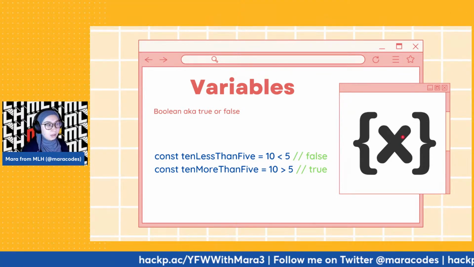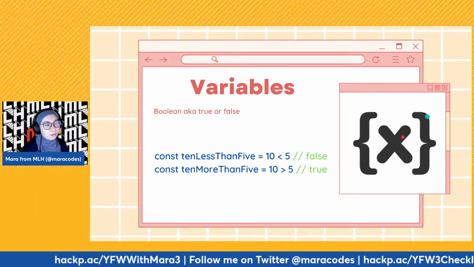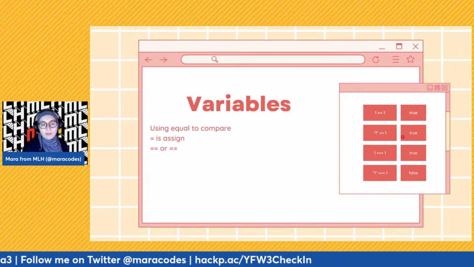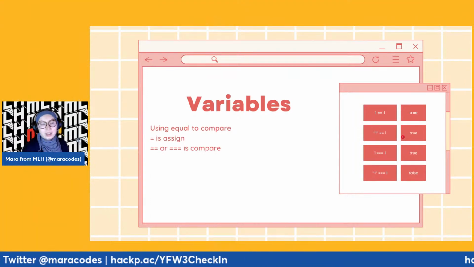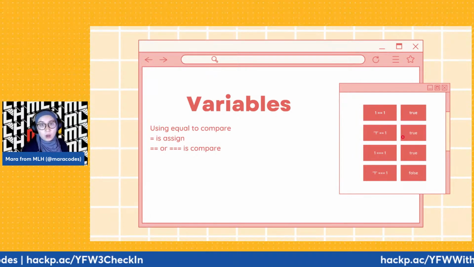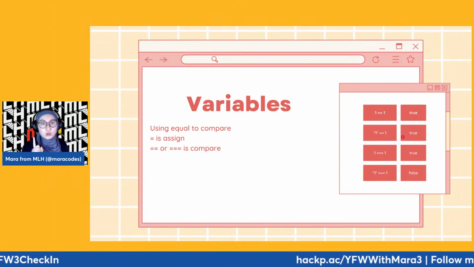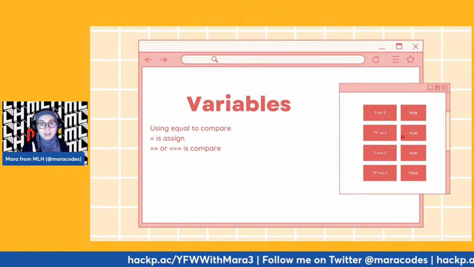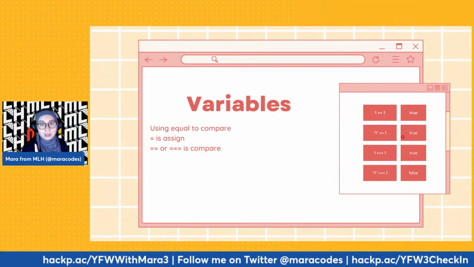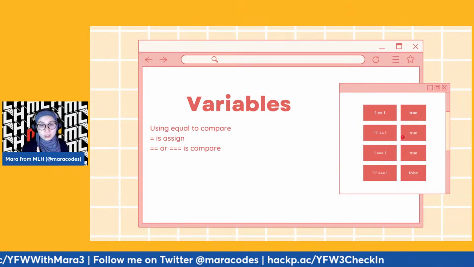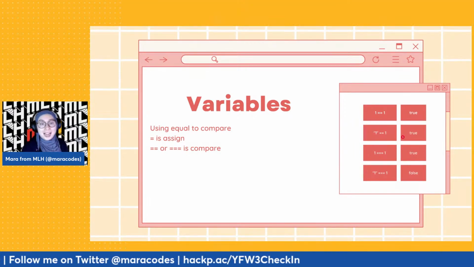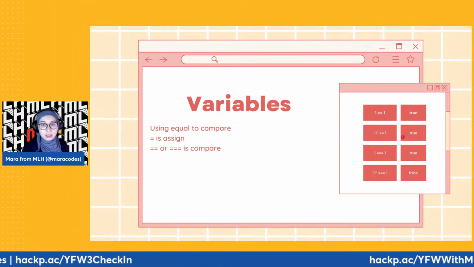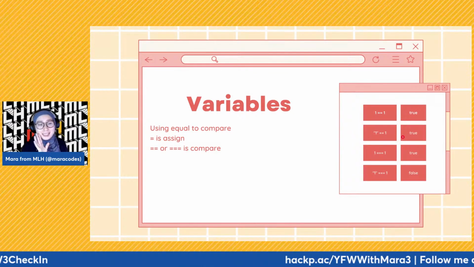Okay. Next, this is kind of the tricky part with comparison. We have the equals, okay? Whenever you're programming, one equal sign is to assign. One equal sign is used to define. You're assigning a value if you're using one equal sign, okay? But if you want to compare, you add another equal sign, or you add two.